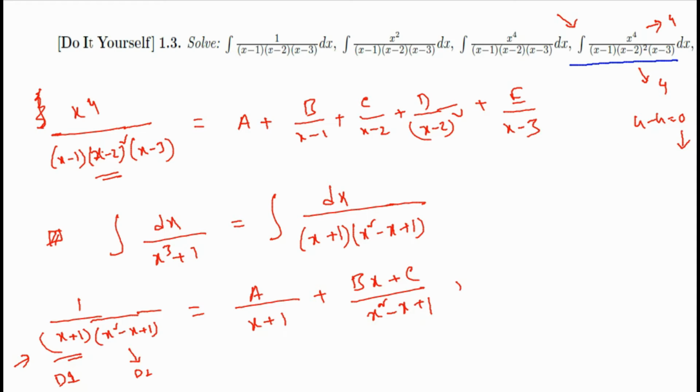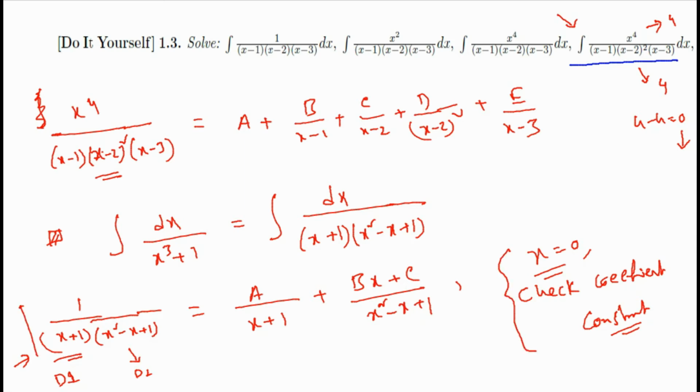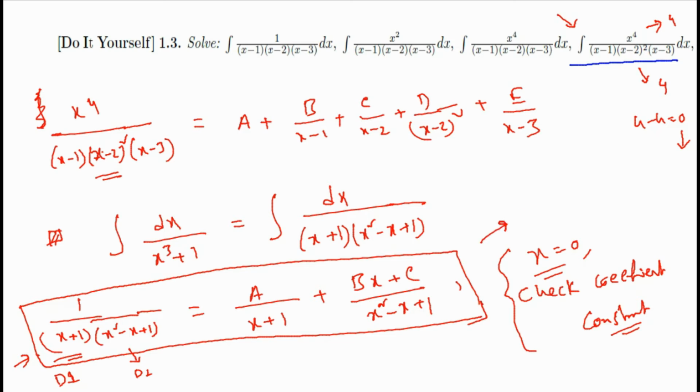Sometimes you need to put x equal to 0, or sometimes you need to check the coefficients of x, or sometimes you need to check the constants, and like that. Sometimes you can put the values of x also, and these are basically called identities.